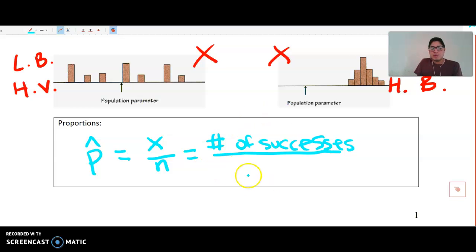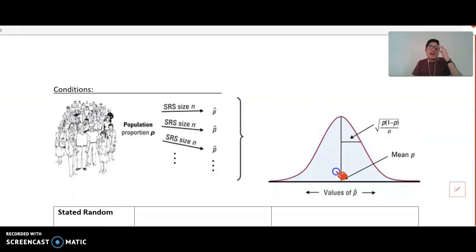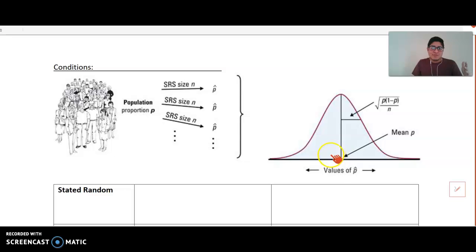And then n, we're very familiar with, is going to be our sample size. Not the number of samples, but the number of objects within a sample. So there's a difference between the number of samples and your sample size. So our main sample statistic for this unit will be p hat, which is the sample proportion, which we are using to estimate p, which is the population proportion. So let's take a look here at constructing a sampling distribution for p so that we can do some calculations and do some inference.